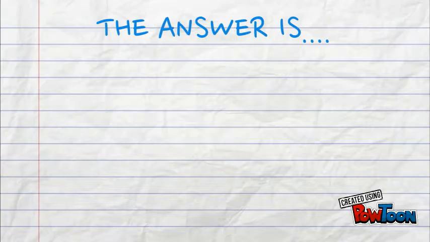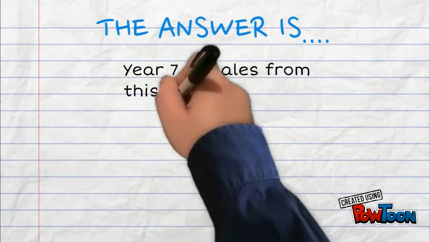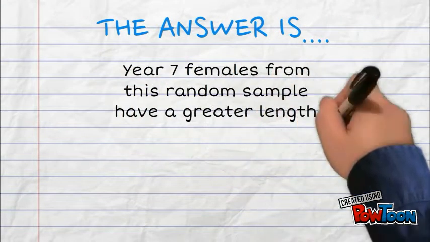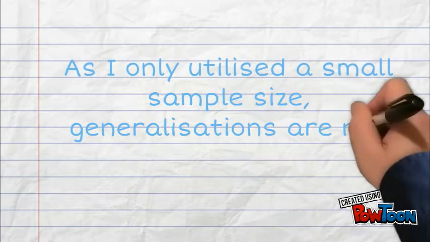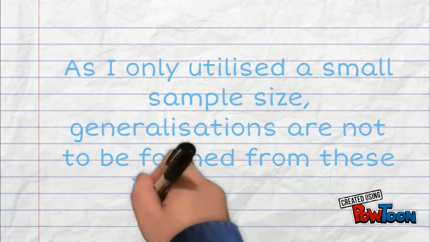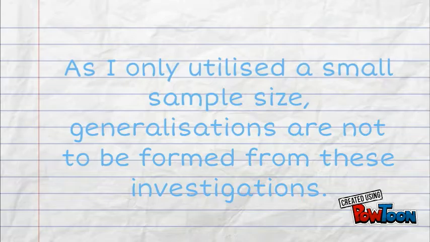From this investigation, conclusions can be drawn. Through the results I utilised from the Australian Bureau of Statistics random sampler, the Year 7 females actually had a greater length arm span than males, proving my prediction to be incorrect. However, as I only used a relatively small sample size of 30 female and 30 male students with a total of 60 participants, generalisations should not be formed from these results. Therefore, if we used an increased sample size, the validity and accuracy of such results could be improved, as these only showcase part of the Australian population.